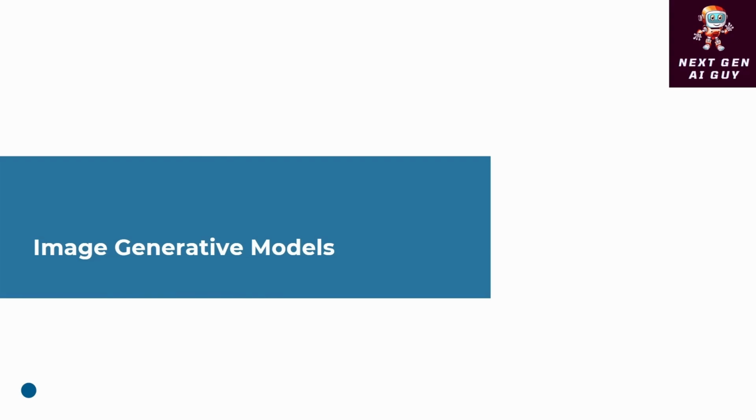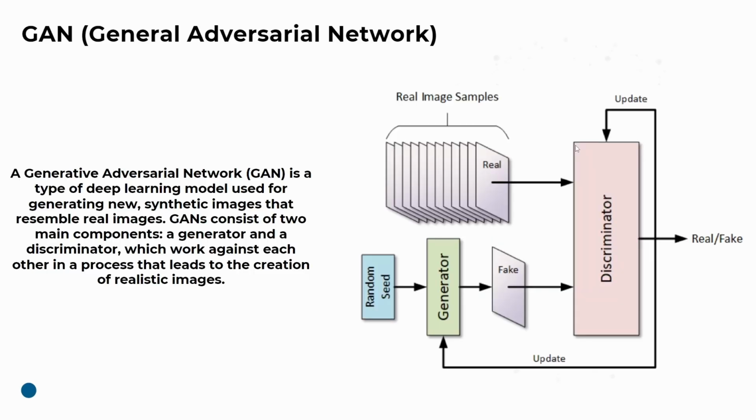So how do image generative models work? In image generative models, we are going to see what the ways are to create an image generative model, how exactly they work, and how to train such kinds of models. So the first way is a GAN.